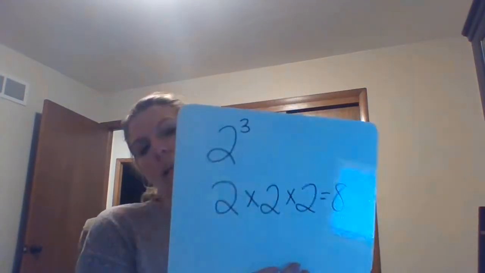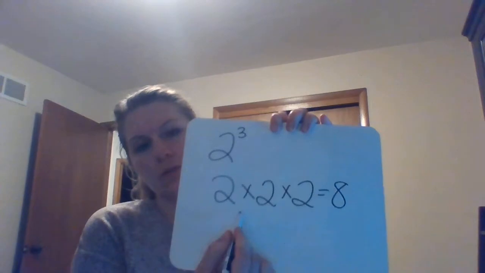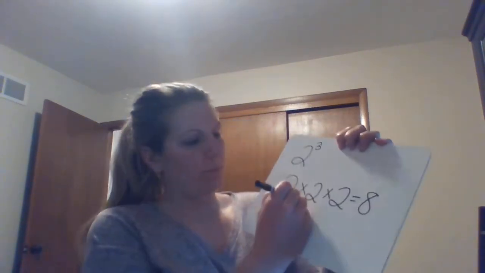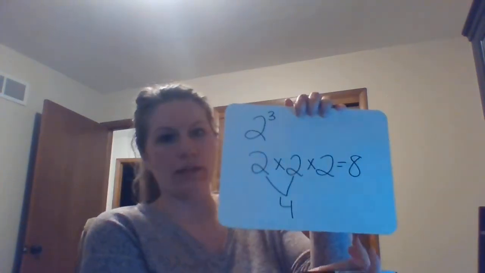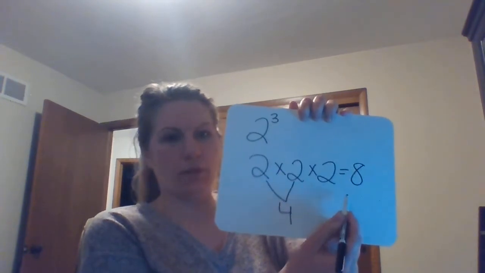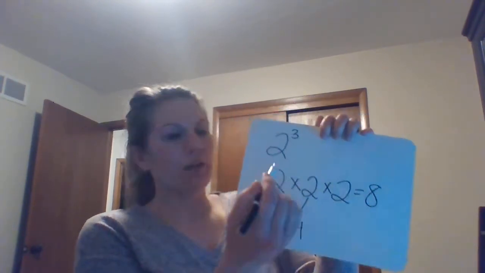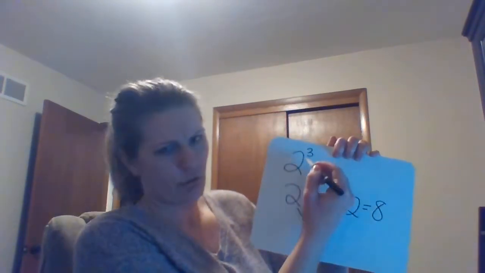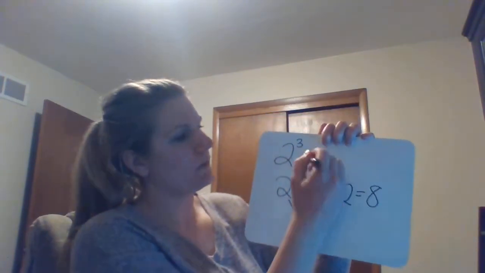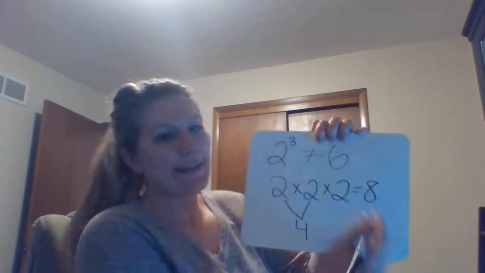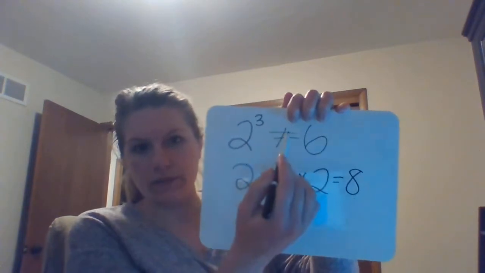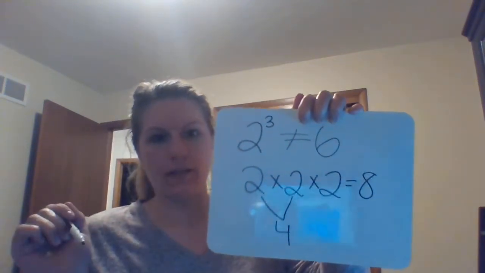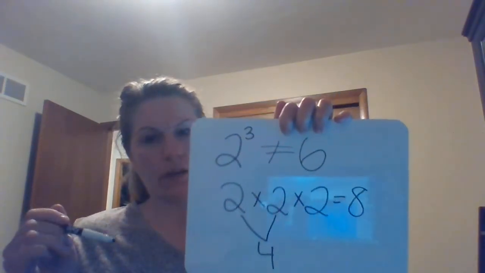2 times 2 times 2 equals 8, because you do your first 2 times 2, which gets you 4, right? And then you do 4 times 2, and that would get you 8. If you oopsed and said, oh, this is just 2 times 3, which it's not, that would have given you 6, which is not what it equals. That's why I crossed off the equal sign there. So please be careful with your exponents.